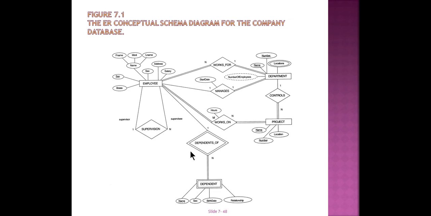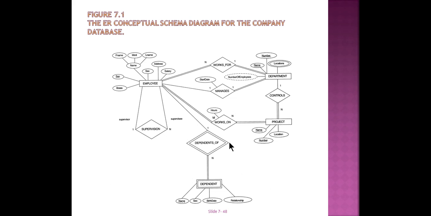Now how to map the many to many? For many to many, you can see here a many to many relationship set is there in this ER diagram. Works on is many to many. To represent many to many, you have to create a separate table and include the primary key of both the participating entity sets. In this case, employee and project. Both are the participating entity sets. So primary key of employee and primary key of project, and if any descriptive attribute is there, now all these are included to create a separate table.